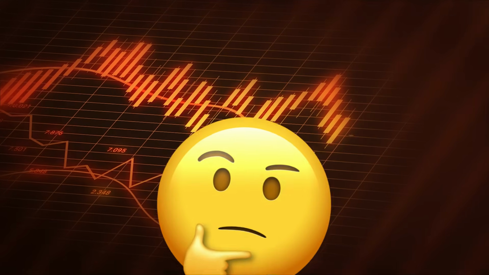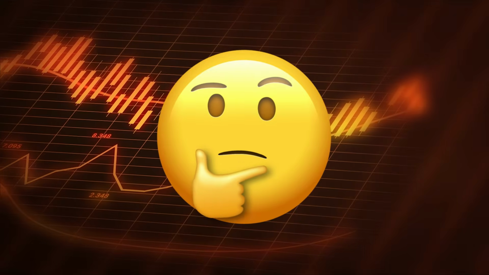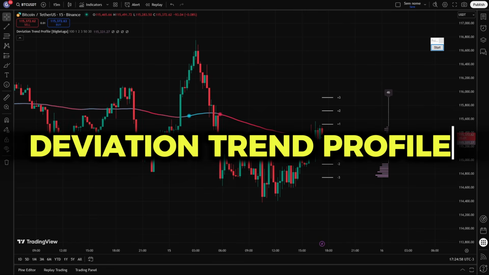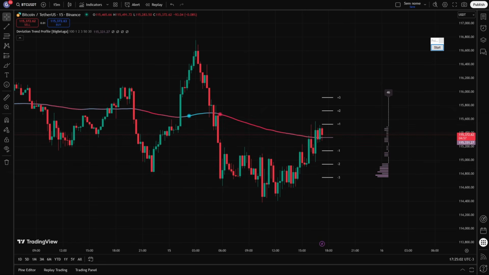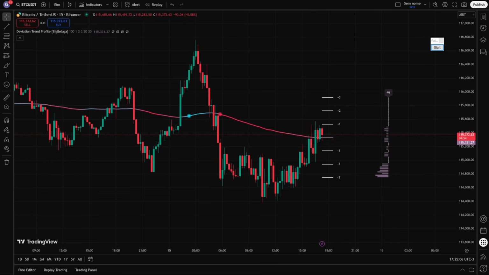Have you ever wondered how you can tell if a trend has real strength or if it's about to lose steam? Today I'm going to introduce you to a powerful indicator called the Deviation Trend Profile created by Big Beluga. It unveils the actual behavior of the price within a trend, helping you make more intelligent and informed decisions.